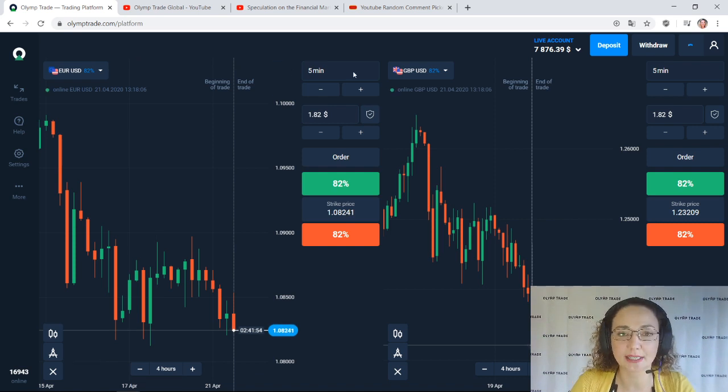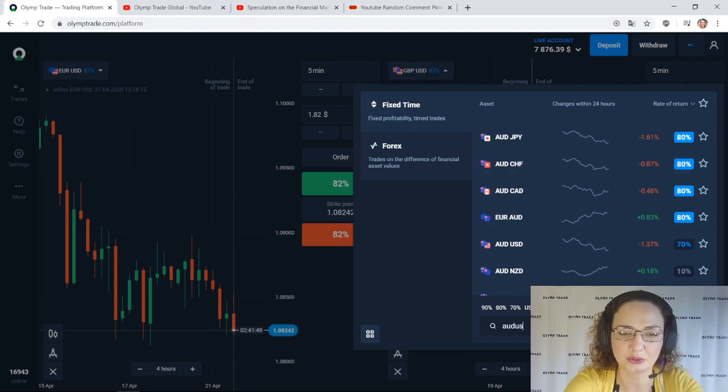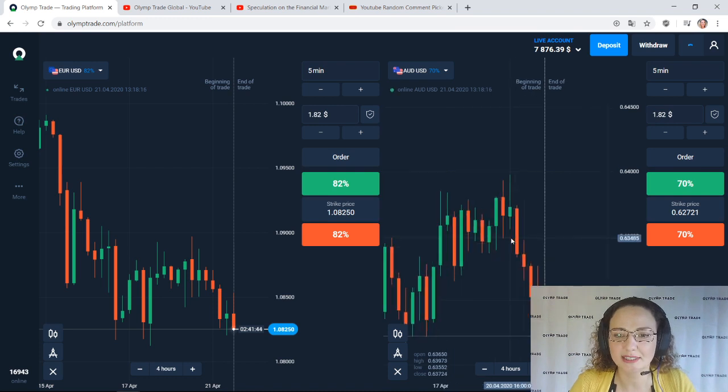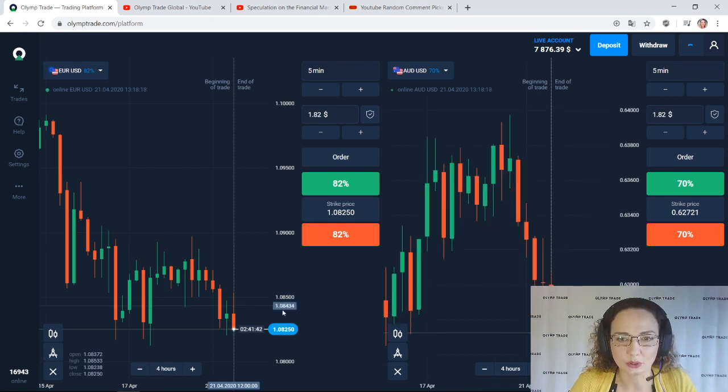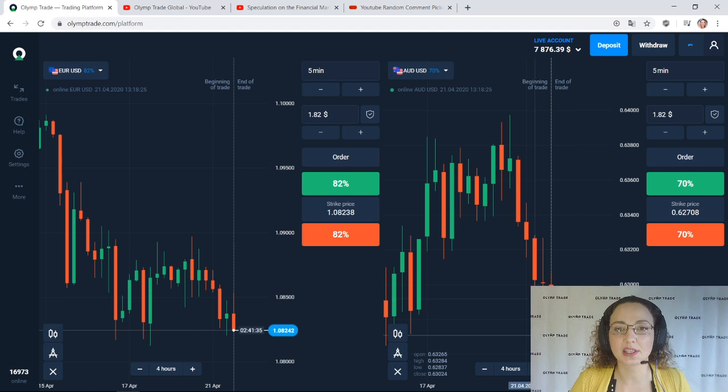Another correlated asset is the Euro US dollar and the Australian dollar and US dollar. That's AUD USD. So we just choose this asset, and once again we see a similar direction of the price movement. So if you're selling this asset, you can potentially likewise sell this asset or work on price decrease, clicking on the red button right here.